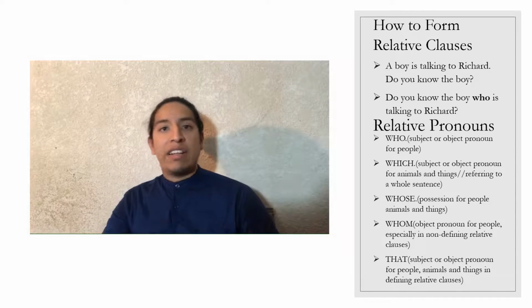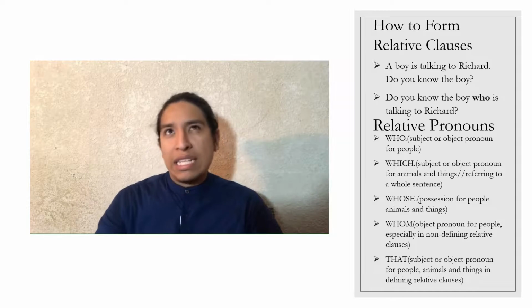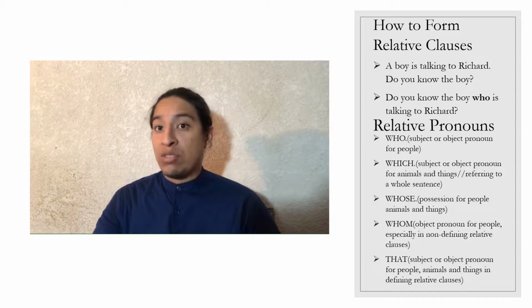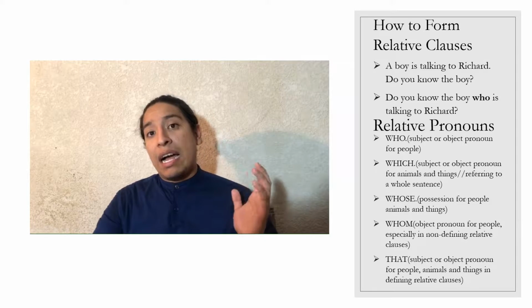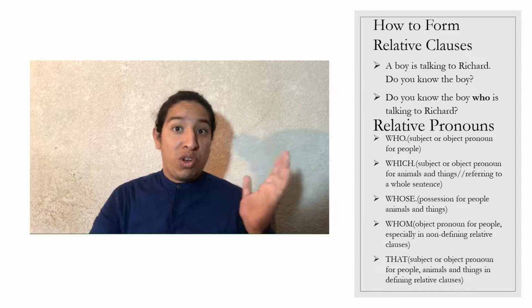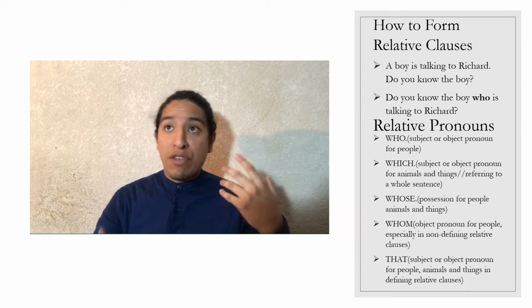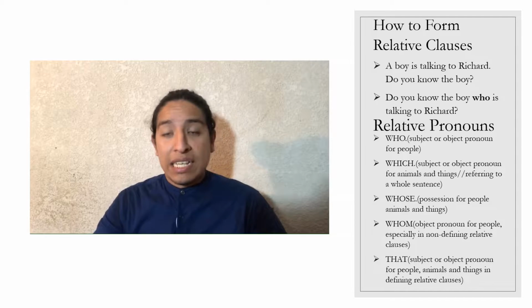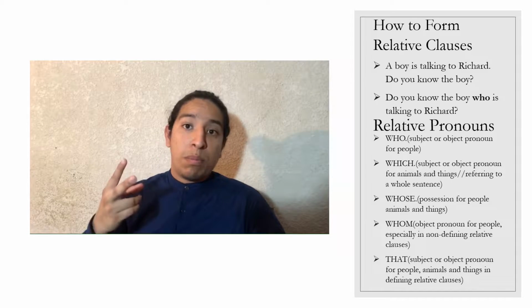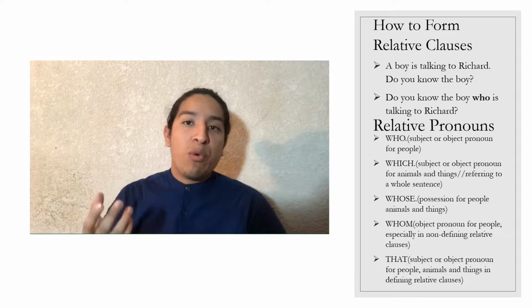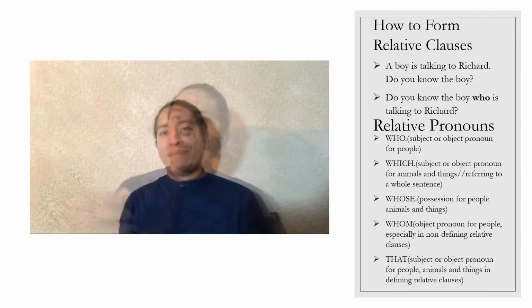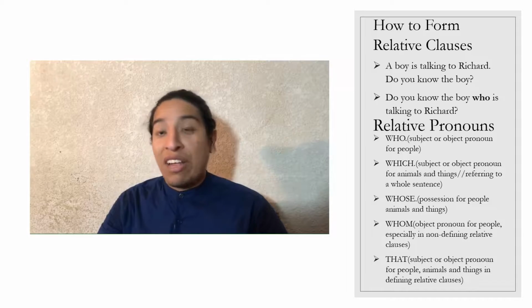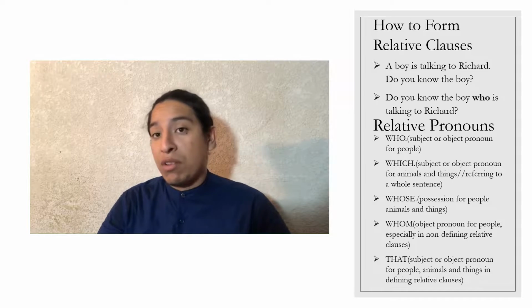We have a clear example here of what can be converted to relative clauses. A boy is talking to Richard. Do you know that boy? If we use relative clauses to change the way that a sentence is made, we could use both sentences and make a new one that is more fluent. In the second example, we have the correct use of relative clauses.